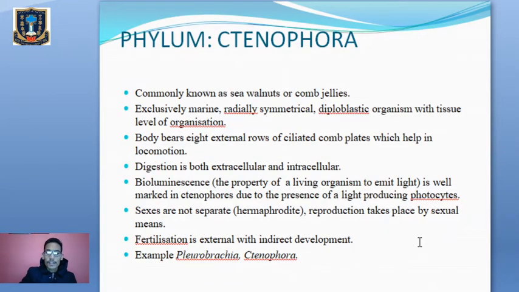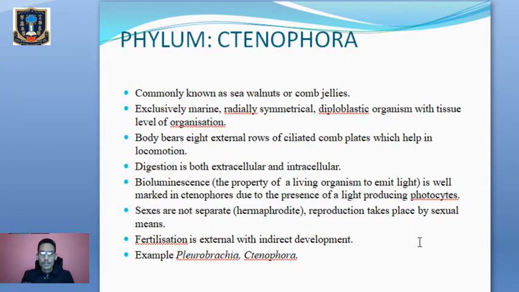Let's go to the next phylum, which is called the phylum Ctenophora. This phylum Ctenophora is generally known as comb jellies or sea walnuts. Okay, they are marine, radially symmetrical, diploblastic with tissue level of organization. I'm not going to explain what radial symmetry means, what diploblastic means, what tissue level of organization means, because all these terms I have discussed already in our first class of animal kingdom. So kindly go through the first video.